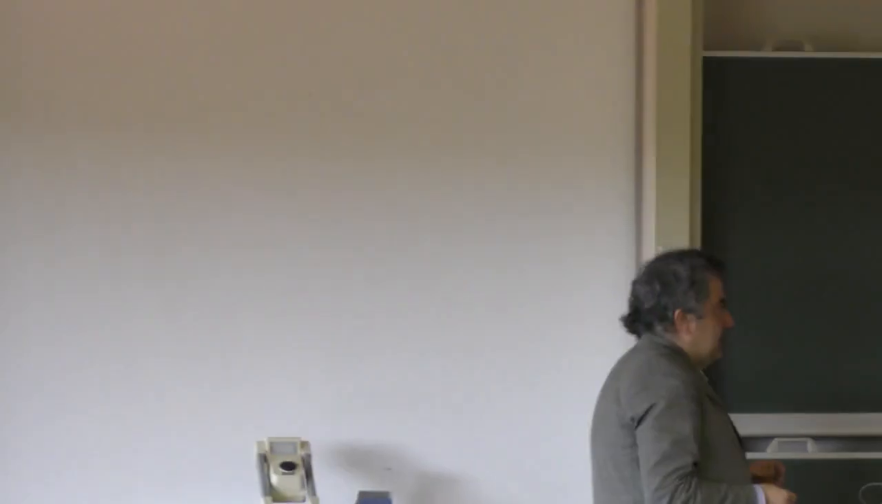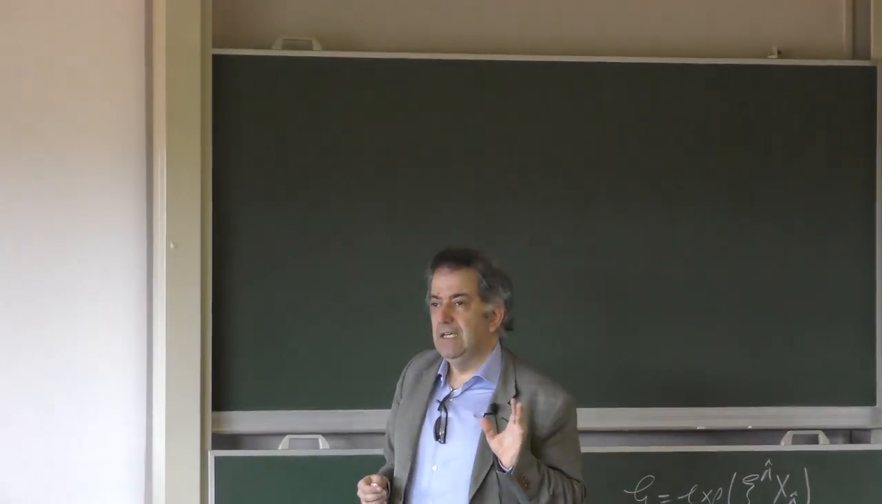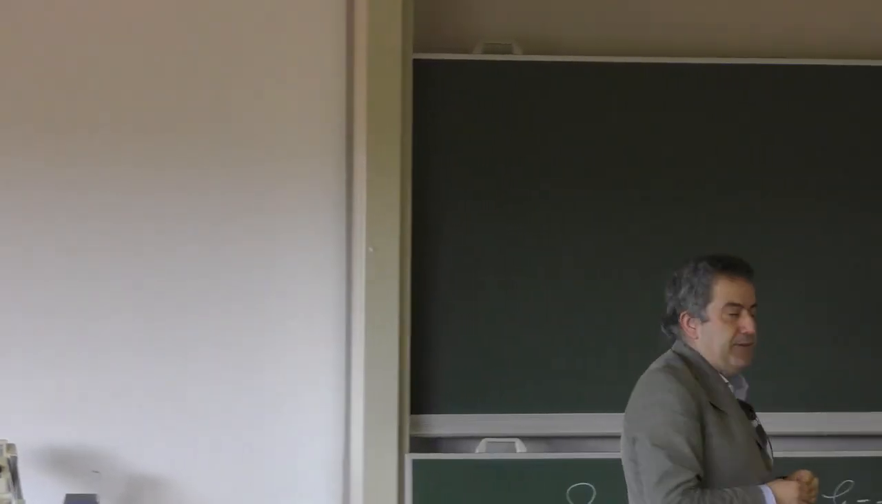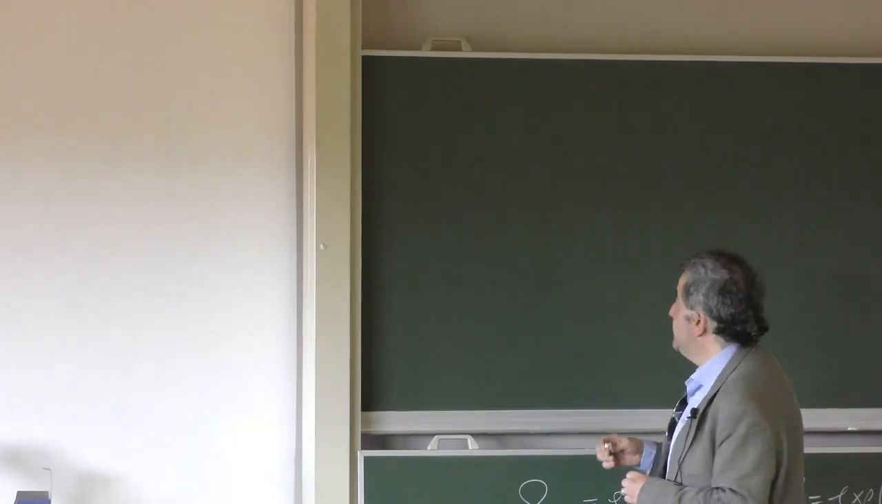This can be done, and this is what we are going to do now. And it will lead us to the definition of the so-called embedding tensor as a G-covariant object.